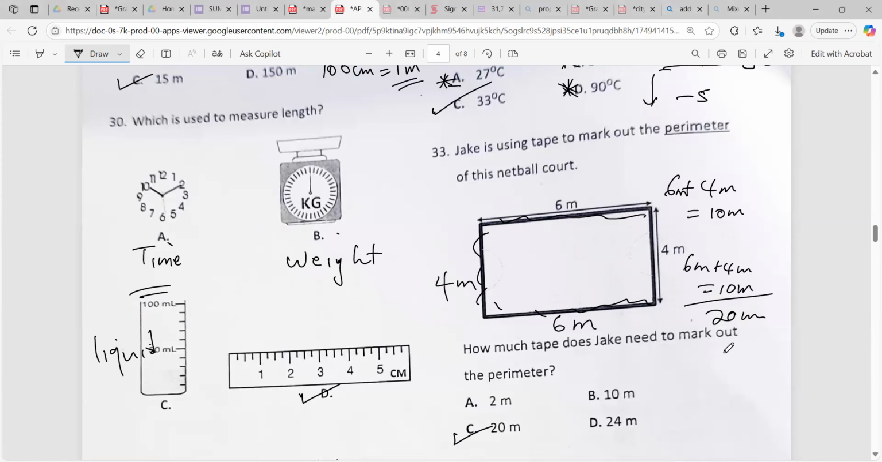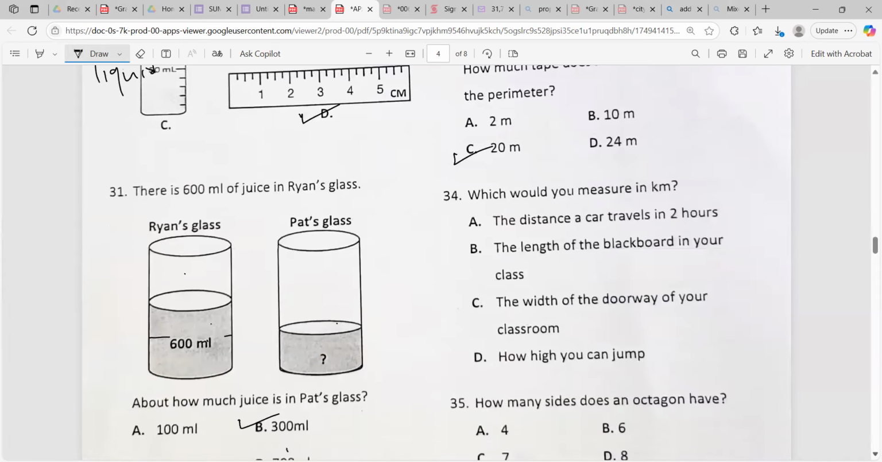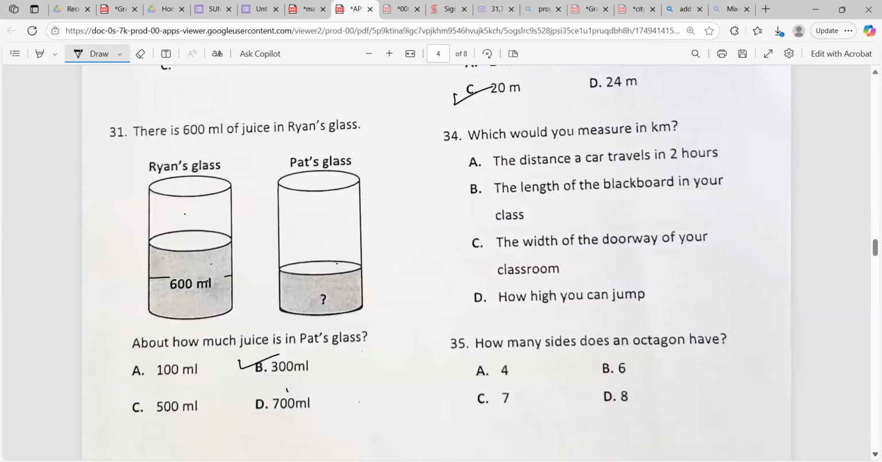Correct. I agree. The opposite sides of the rectangle are equal. So if this side is 4, it means that the side opposite to it would also be 4. And as she says, perimeter means the total distance around a shape or figure. All right, very good. Good job. Let's move on to 34.